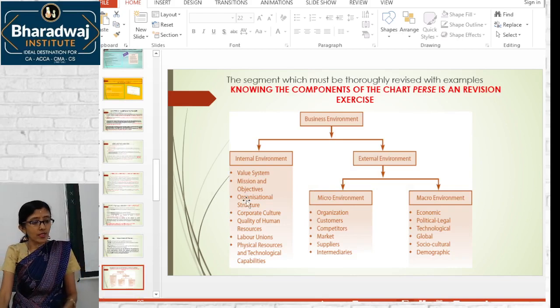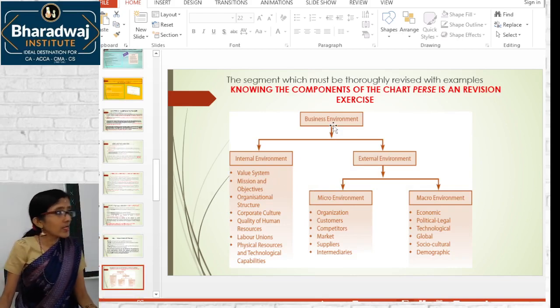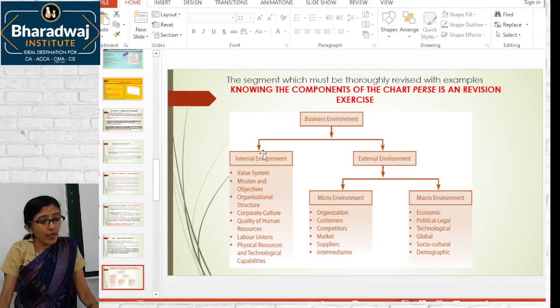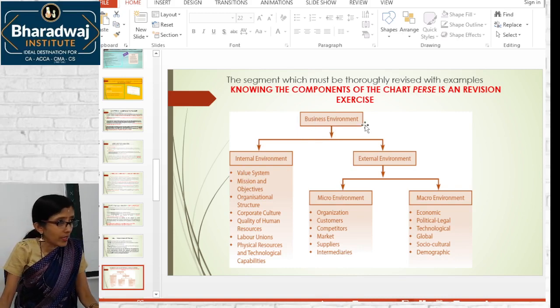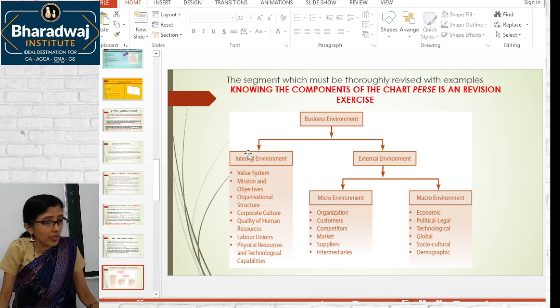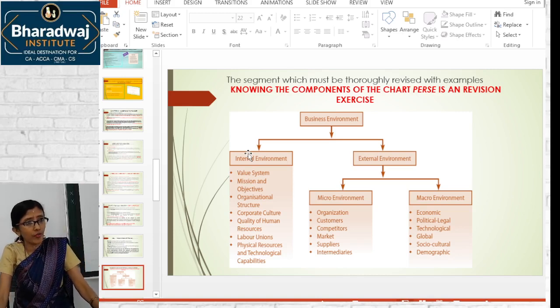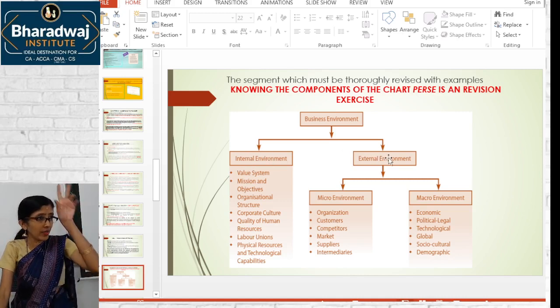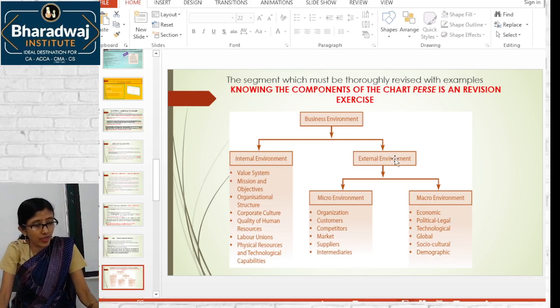Yes. Look at the answer. Each carries one mark. Look at the classification, please. Business environment. They should have the title business environment. One mark. Each of these carries one mark. So what is the number of marks you are getting? Is it 24 or something like that? Internal environment, external. That should be the clear classification. Internal, external. Under internal: value system, mission and objectives, organizational structure, corporate culture, quality of human resources, labor unions, physical resources and technological capabilities.